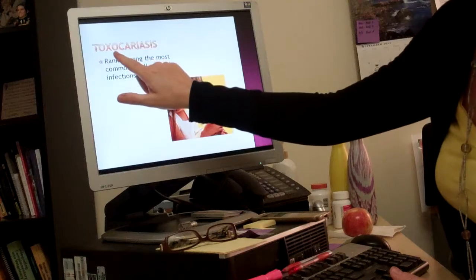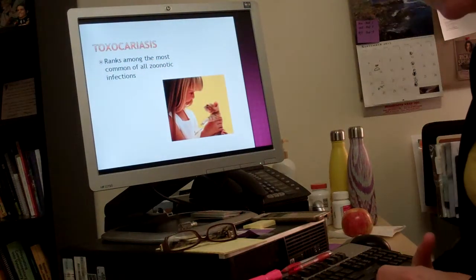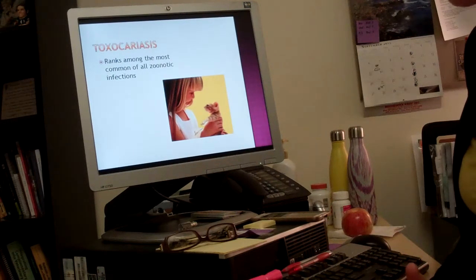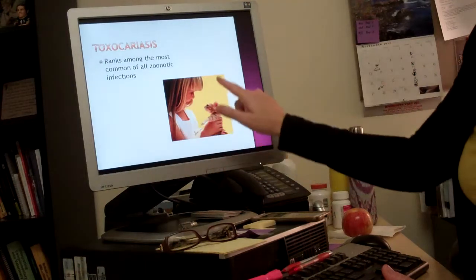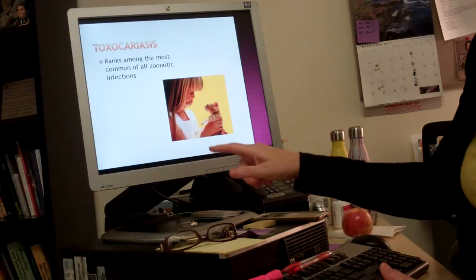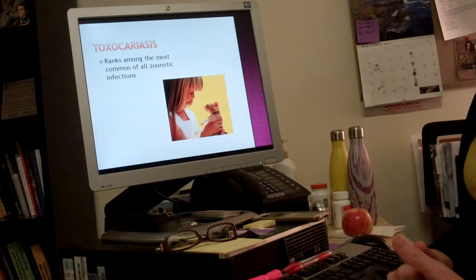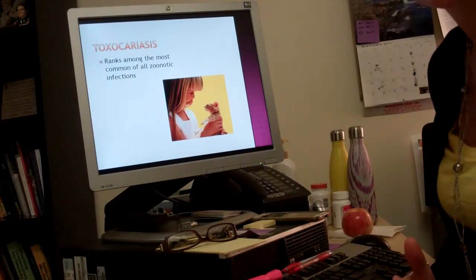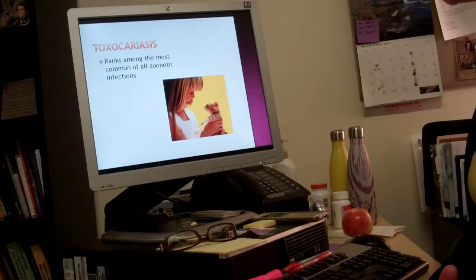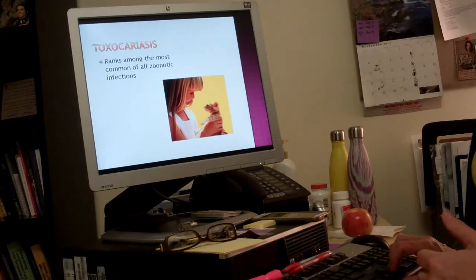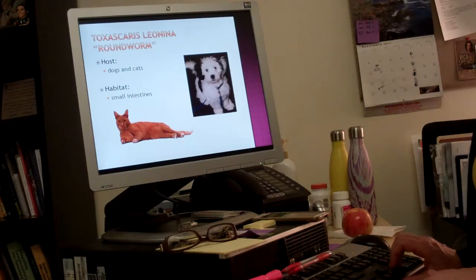Toxocariasis, an infection of Toxocara, by the CDC, the Centers for Disease Control, is one of the most common zoonotic infections on the planet. Usually the individuals that struggle with ocular larval migrans or visceral larval migrans are kids, because they tend to put their hands in their mouth a lot. So their hygiene habits aren't as ideal as that of adults. We'll talk about protection and sanitation habits a little bit towards the end of the roundworm module.